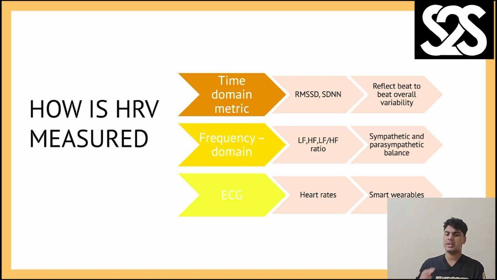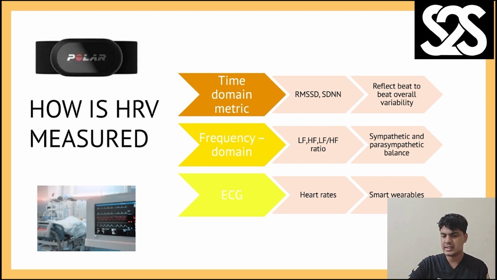Next one, what are the different devices that we use? Here you can see, I'll show you two different devices. First one is Polar. This Polar heart rate monitor is a small thing that you wear. It's like a chest strap. You wear it, there are electrodes present in it, which help you understand the heart rate.